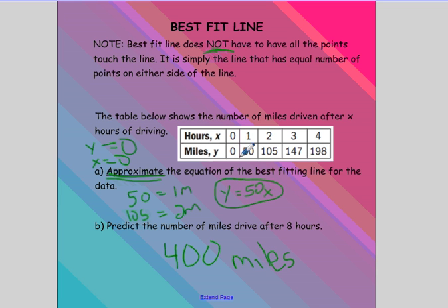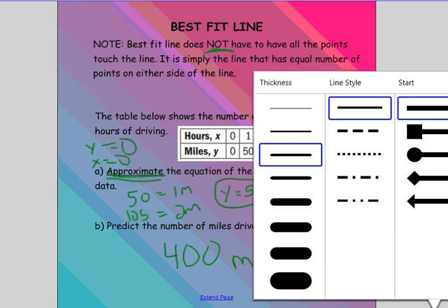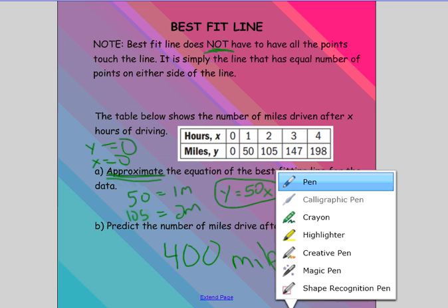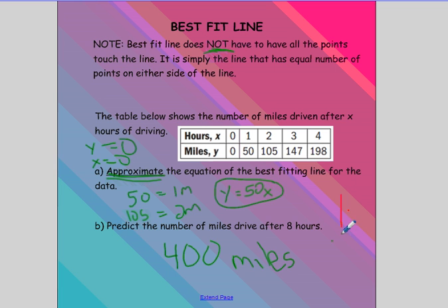It's important to note that if I had plugged this in, if I had numbers, I would have had dots all over. I would have had a point here at 0, 0. I would have had a point at 1, 50, 2, 105, 3, 147, and 4, 200. And I would have drawn a line kind of like this. Well, okay, that's not a line, but you know the point. I would try to get a couple points on each side to have the best fit.